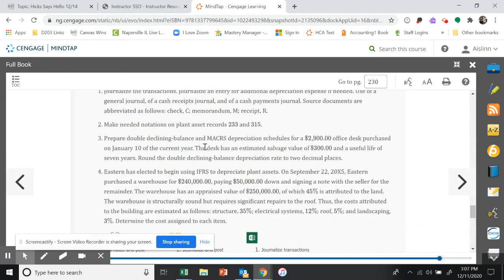Today, I want you to finish with part 3 and part 4. Part 3 is preparing a double declining balance and MACRS depreciation schedule for an office desk. So you've got to do each way, accelerated and then the IRS version. And then we're going to do part 4. So let's take a look at part 3 first.